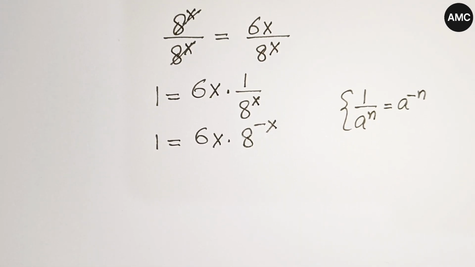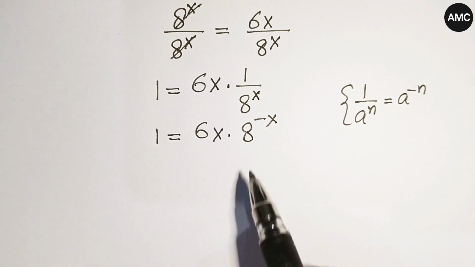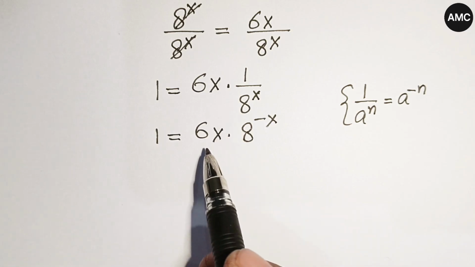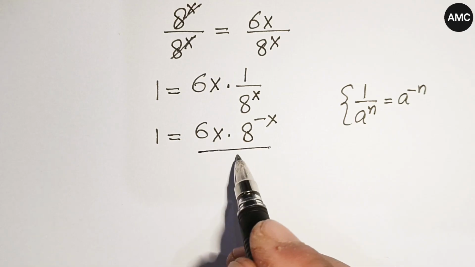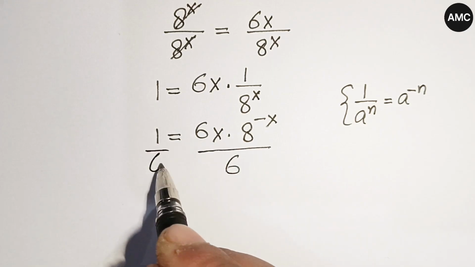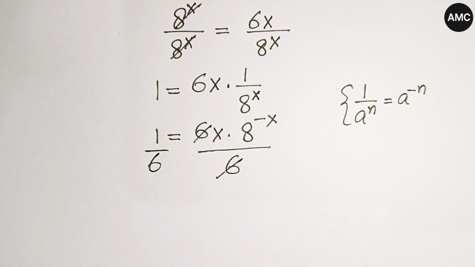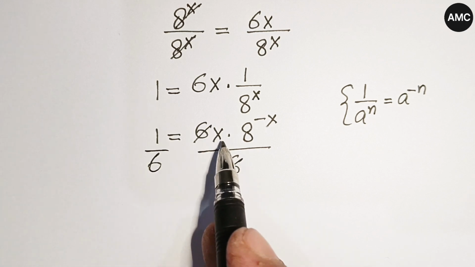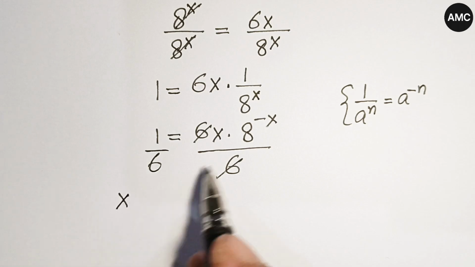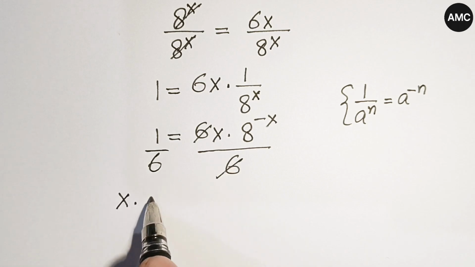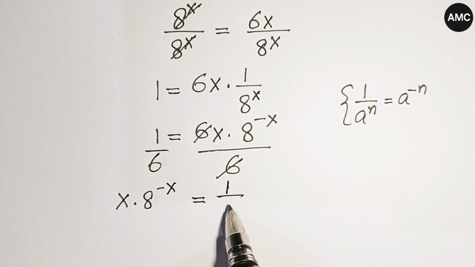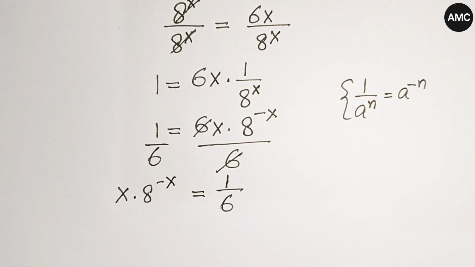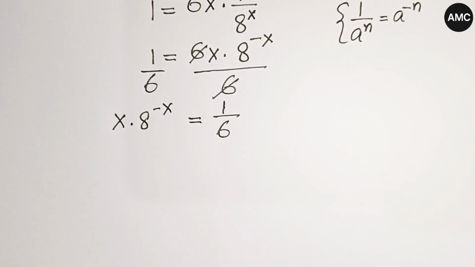Now if we divide by 6 on both hand sides, this 6 is cancelled out. We get, if we write this on our left hand side, x times a to the power minus x is equal to 1 over 6. Now we have to solve for the value of x.